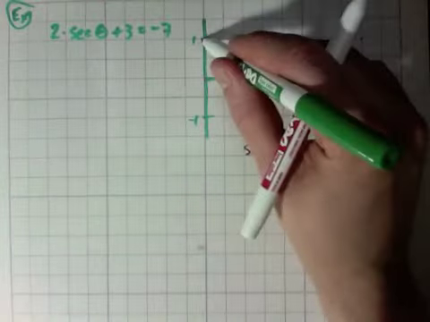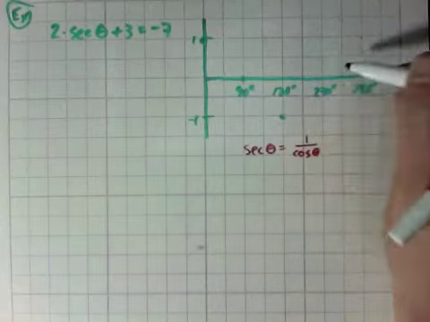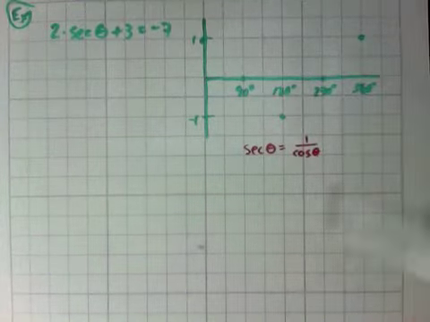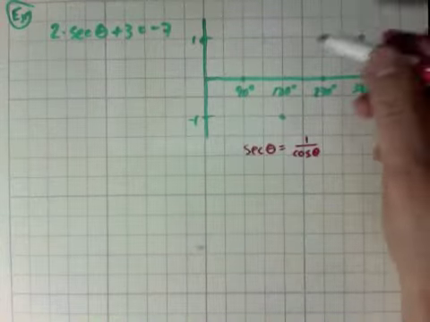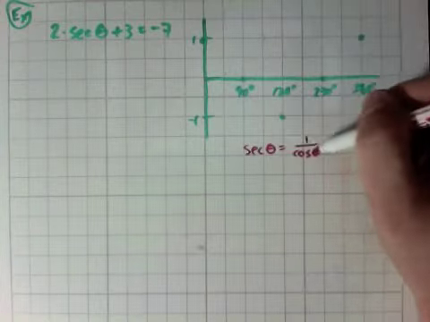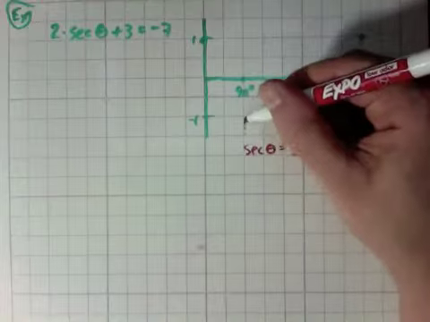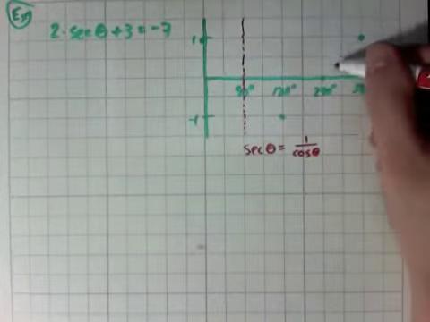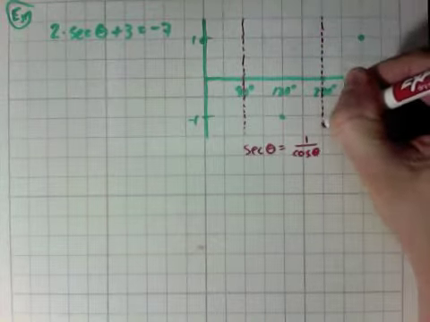So if cosine occurs at those points, I'm just going to plot those just to help us get the reciprocal function, because I don't expect us to have this memorized just yet as to what the secant graph looks like. Secant is going to be undefined whenever cosine is 0. So at 90 degrees there's going to be a vertical asymptote, and at 270 degrees there's going to be a vertical asymptote.